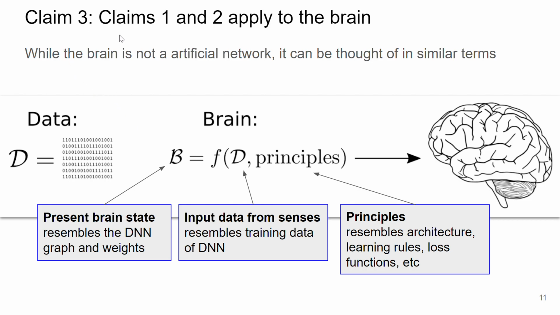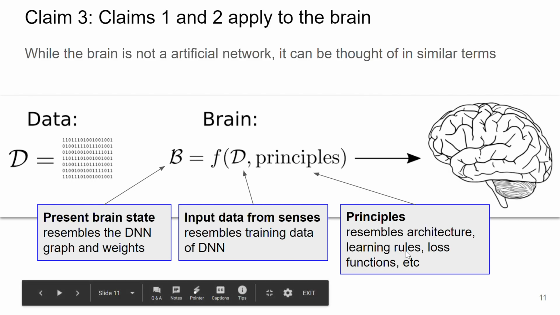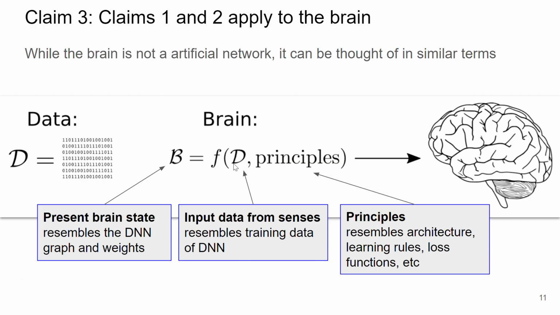And they claim that the above claims also apply to the brain. They say while the brain is not an artificial neural network, it can be thought of in similar terms, and they write this function. So in the case of artificial neural networks, we can think of this function in a specific way. The function takes in the data set and principles. When we say principles, we're talking about the architecture, learning rules, loss functions, etc. of the artificial network. And then with these principles and the data set, what you can get is the computational graph with the weights as output. So this is your training function.